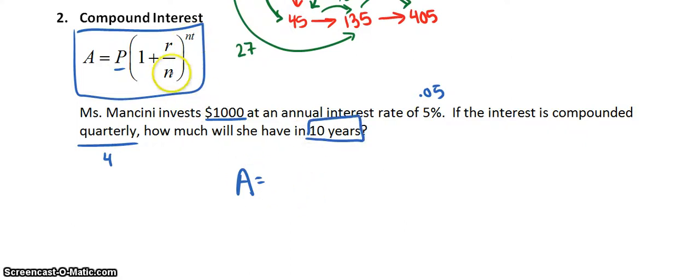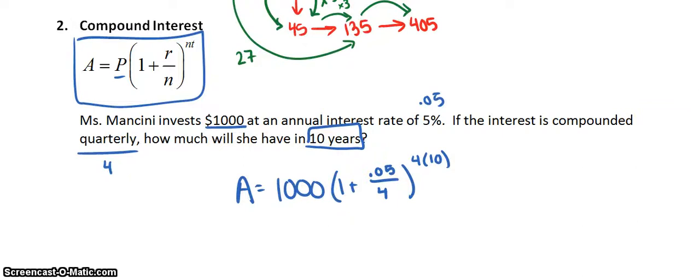So T is my time, N is how many times I compound, R is my rate, and A is your final value. So if I plug that in, I'll have 1,000 times 1 plus 0.05 over 4, since I'm compounding 4 times, raised to the NT, which is 4 times 10. Okay, so compound interest is an example of exponential growth, and let's talk about why that is.